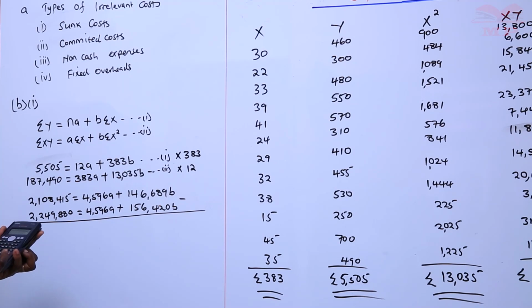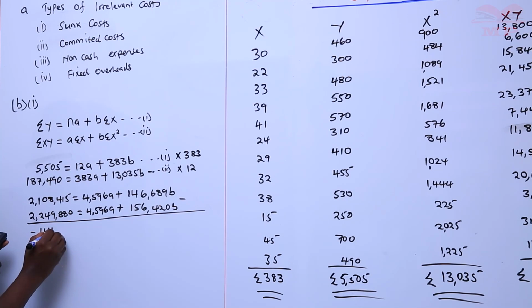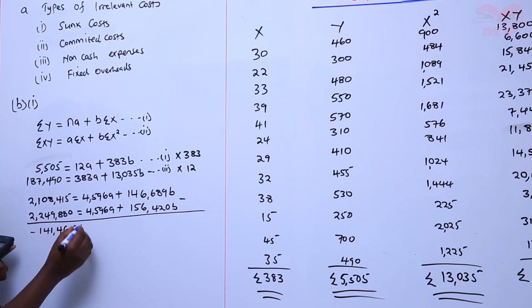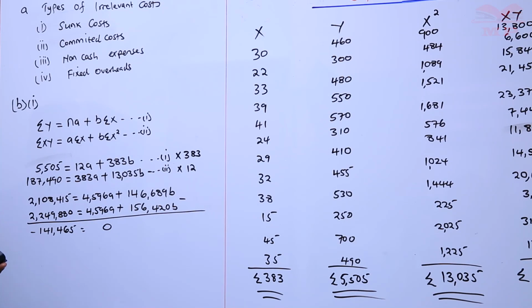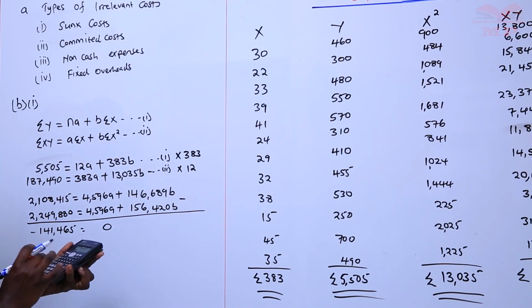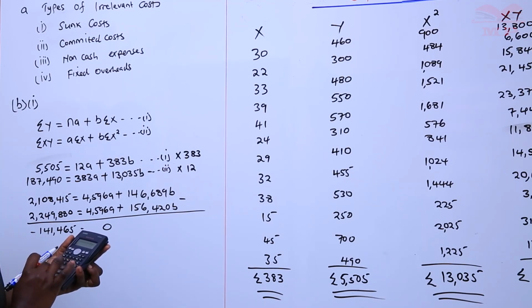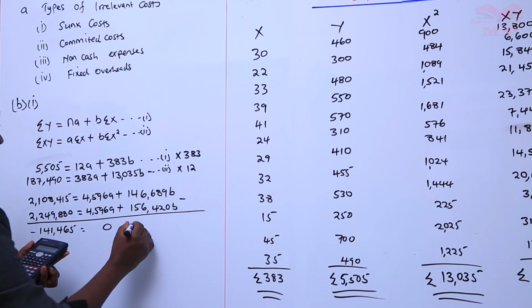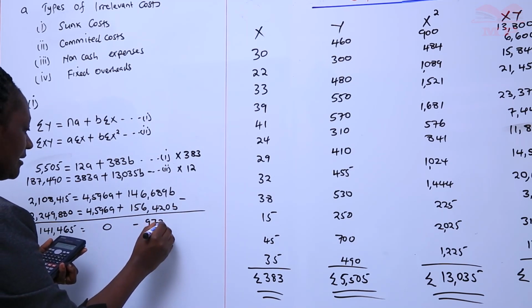So we have 2,108,415 minus 2,249,880. This will give us negative 141,465. So we've eliminated a, and that a is now 0. So we subtract the b: 146,689 minus 156,420, which will give us negative 9,731b.